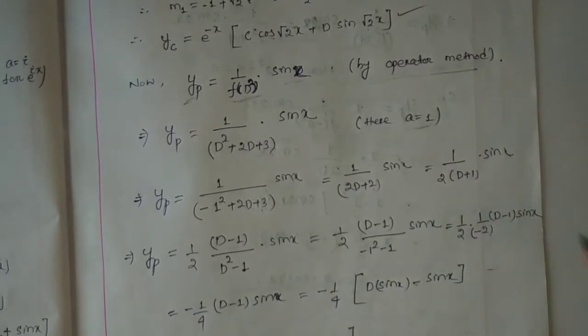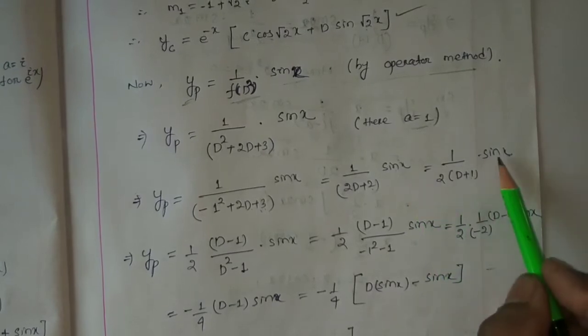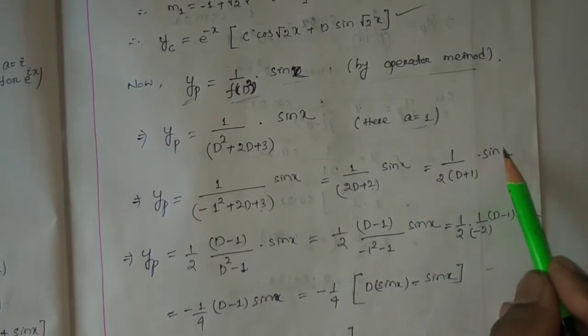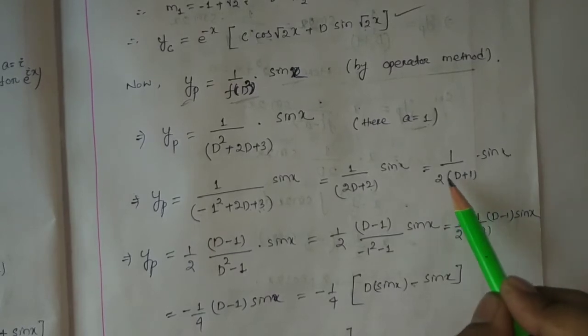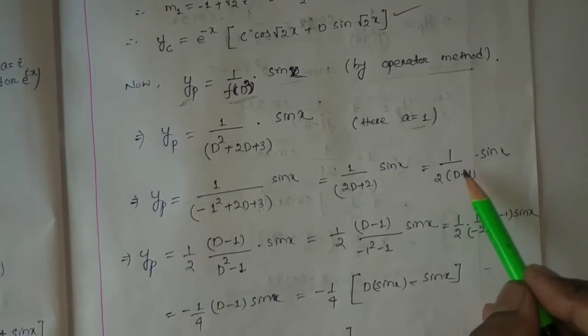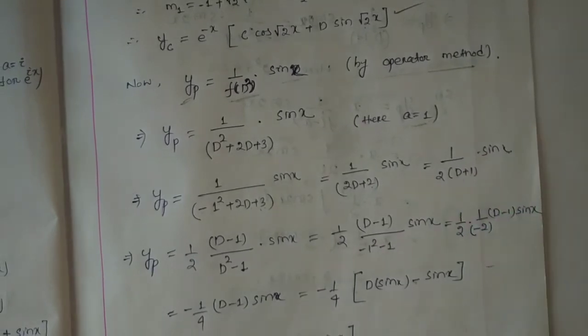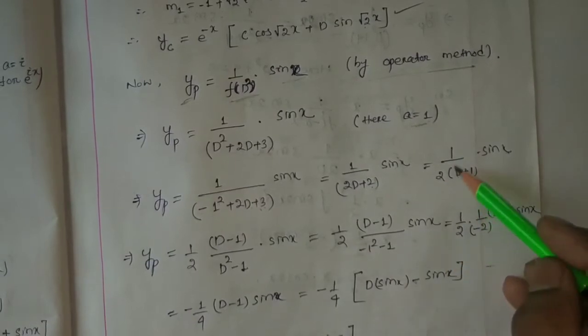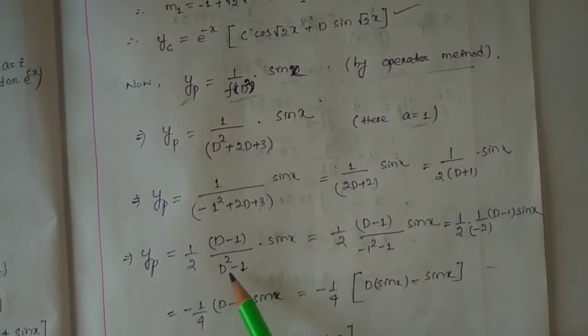Here you just remember that when sin ax is there, the coefficient a will operate only on d square. So here d plus 1 is there. To convert it into the d square format, what we did was multiply the numerator by d minus 1 and divide by d minus 1.